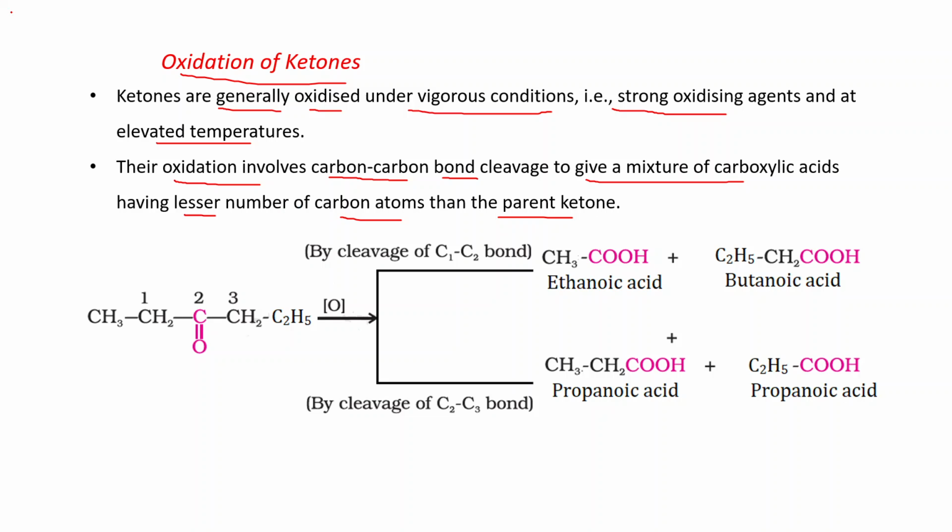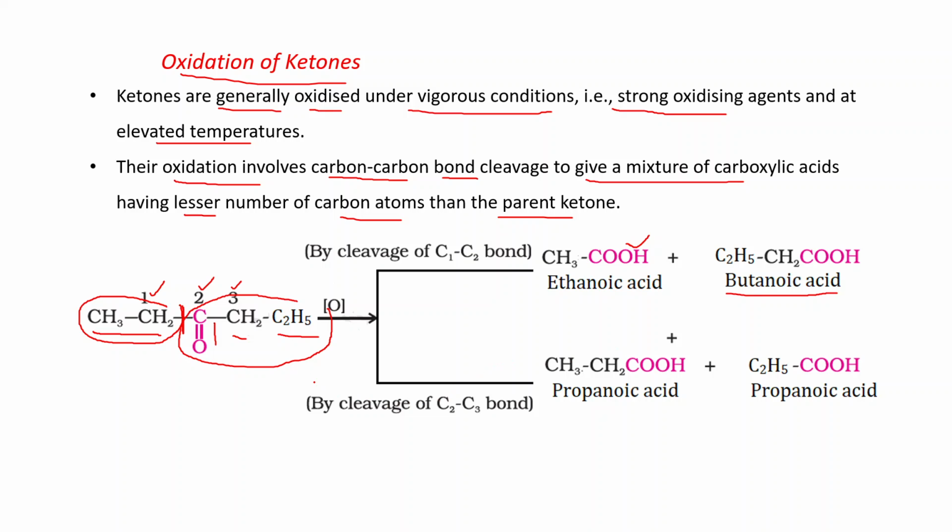Now just see one particular example, CH3CH2COCH2C2H5. When this is oxidized, carbon-carbon bond cleavage takes place. If we number the carbons 1, 2 and 3, then by cleavage of the C1 and C2 bond, this part will convert into ethanoic acid, CH3COOH, and this part will convert into C2H5CH2COOH, that is butanoic acid.